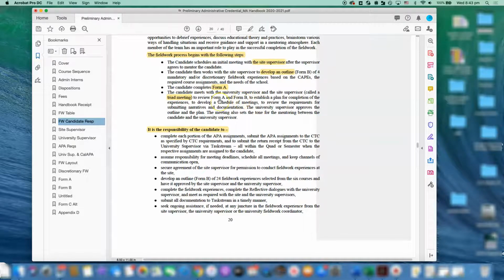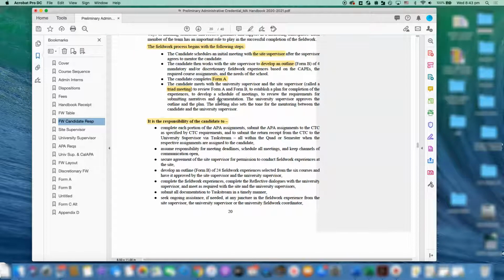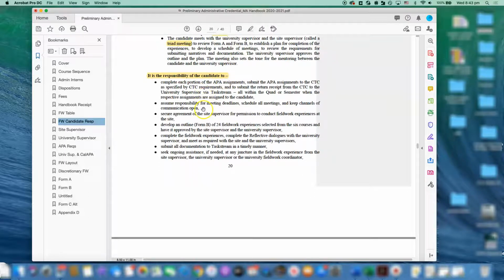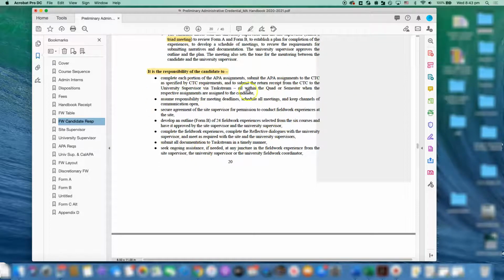But all of those are going to be going into TaskStream, so you will need a TaskStream account. If you have not signed up for one yet or activated an old one, then you need to do that. All of your documentation, as you did for your teaching credential, will be going into TaskStream. So these are all your specific responsibilities.